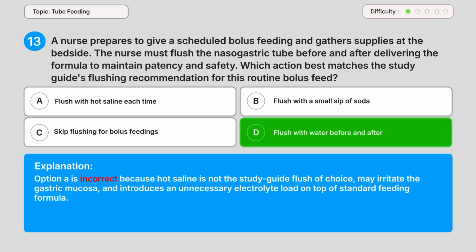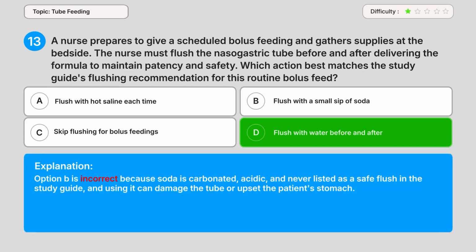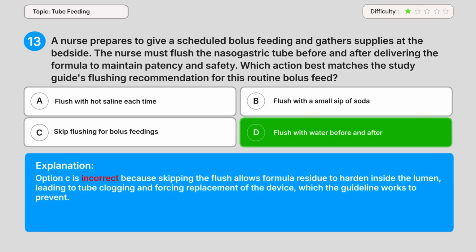Option A is incorrect, because hot saline is not the study guide flush of choice, may irritate the gastric mucosa, and introduces an unnecessary electrolyte load on top of standard feeding formula. Option B is incorrect because soda is carbonated, acidic, and never listed as a safe flush in the study guide, and using it can damage the tube or upset the patient's stomach. Option C is incorrect because skipping the flush allows formula residue to harden inside the lumen, leading to tube clogging and forcing replacement of the device, which the guideline works to prevent.